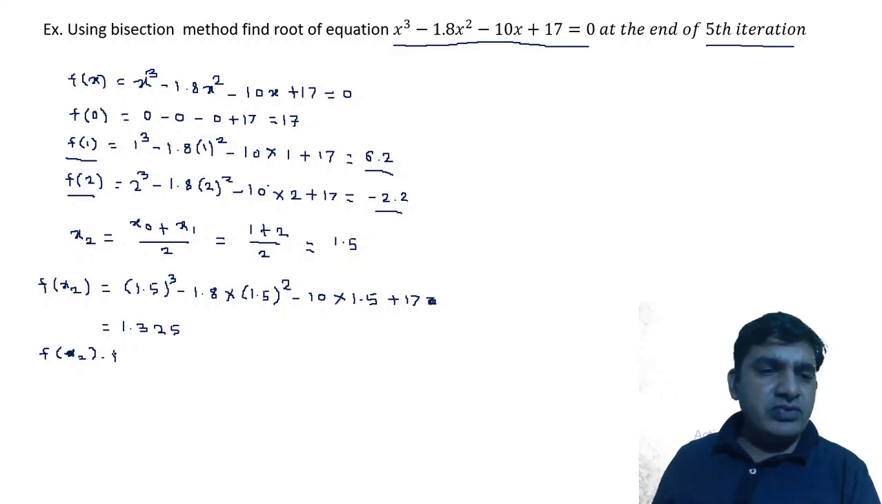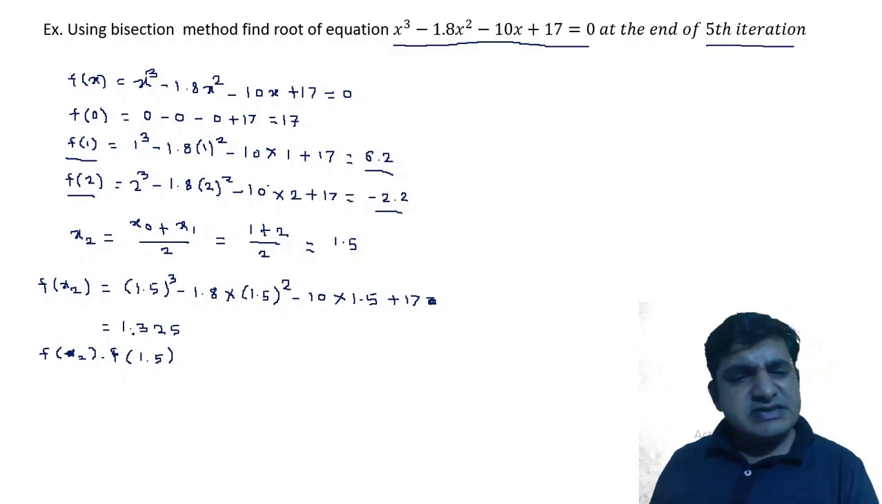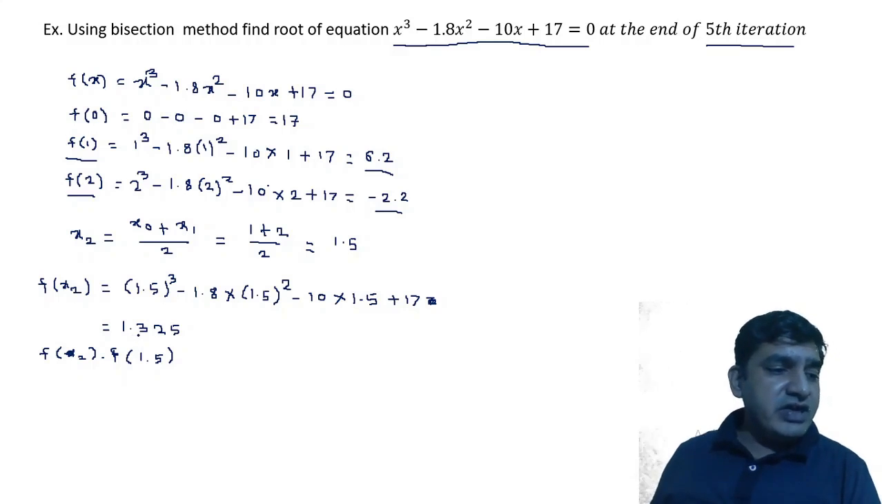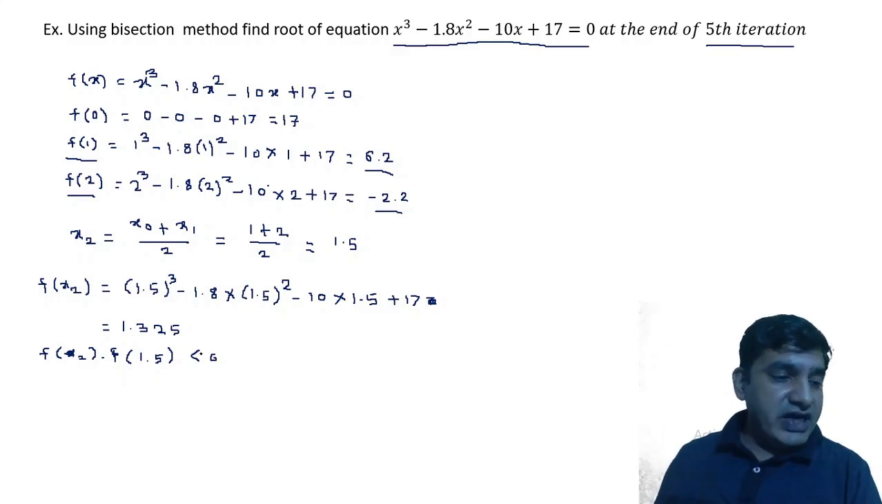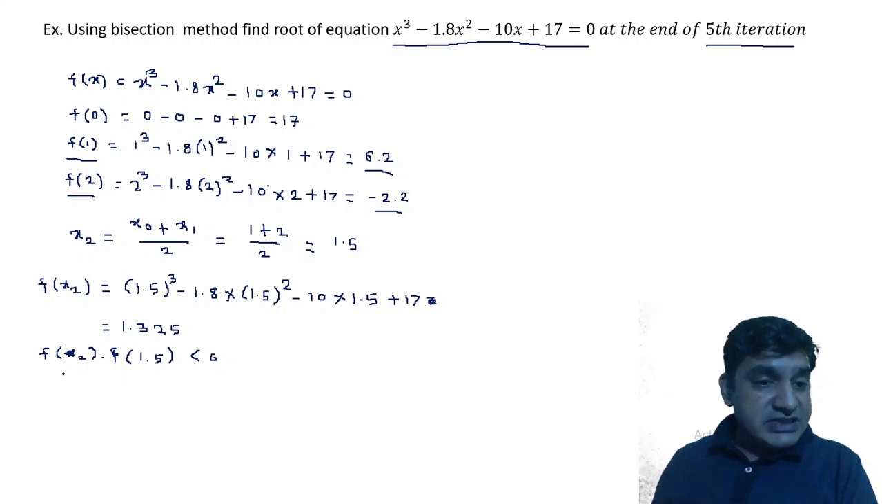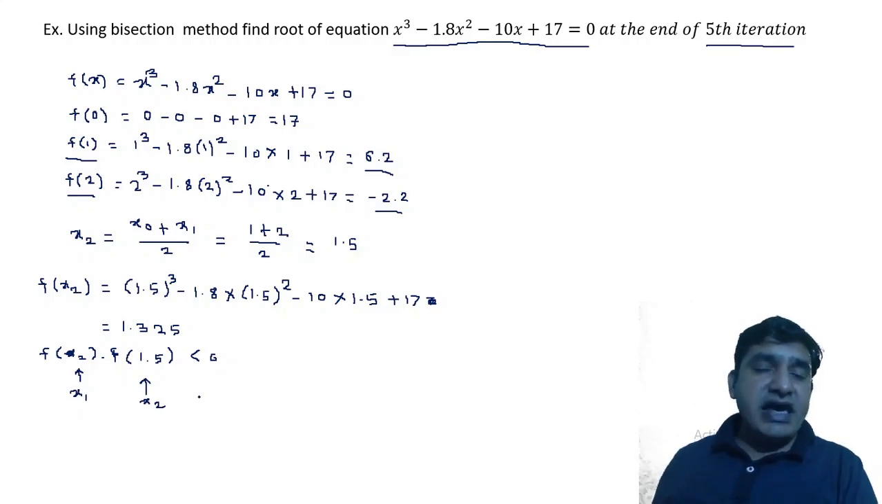Now f of 2 into f of 1.5, or we can say that f of x1 into f of x2, is less than 0. Then we get the root lies in between x1 and x2. This is considered as x1, this is considered as x2. The root lies in between x1 and x2.